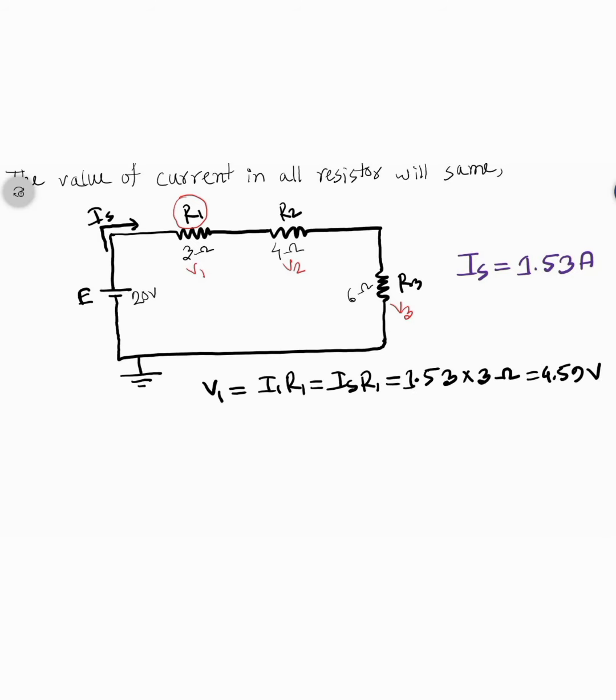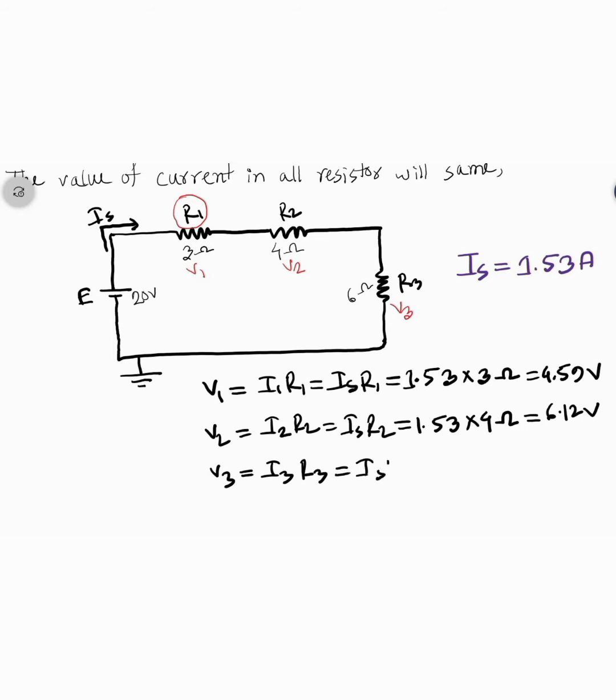4.59 volt. Similarly, V2 equals I2 R2 equals Is R2, 1.53 times 4 ohm equals 6.12 volt, and V3 equals I3 R3 equals Is R3, 1.53 times 6 ohm equals 9.18 volt.